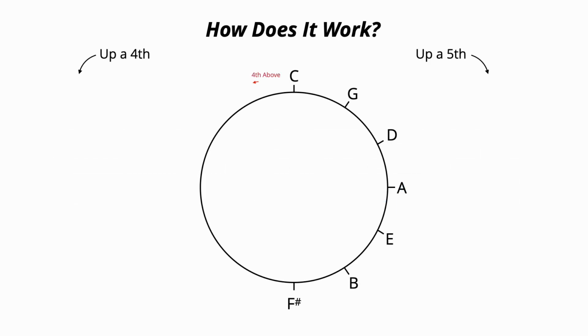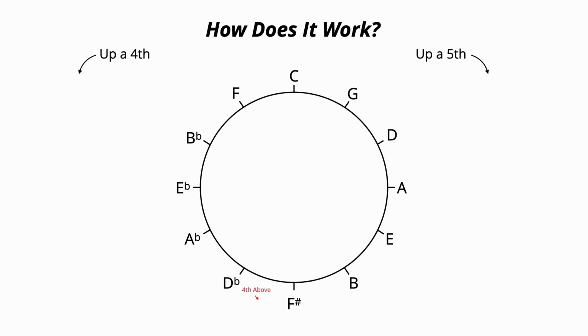So from C, up a fourth will give us F. A fourth above F will be B flat. A fourth above B flat will be E flat. A fourth above E flat will give us A flat. A fourth above A flat will give us D flat.